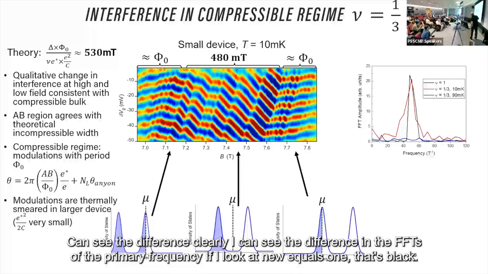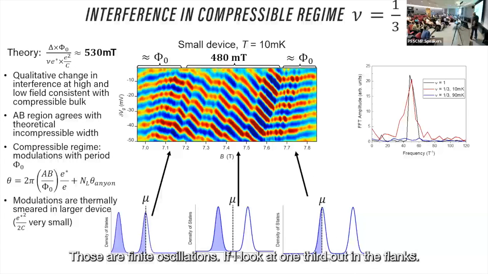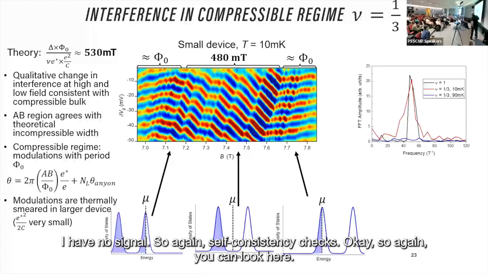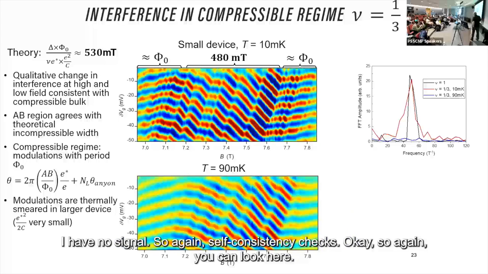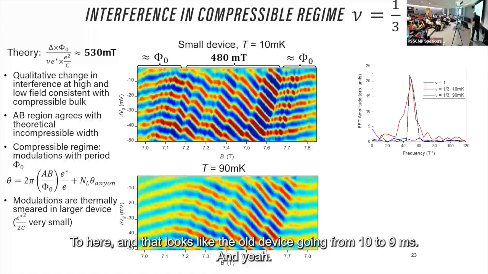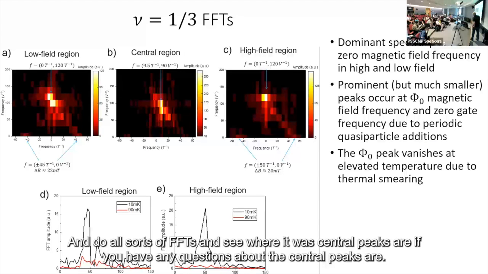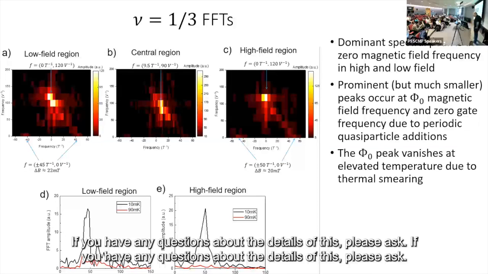If I look at nu equals 1, that's black, those are phi naught oscillations. If I look at 1/3 out in the flanks, I have the same periodicity as I do at nu equals 1, phi naught. Then as I go up in temperature at 1/3, I have no signal. So again, self-consistency checks. You can look here to here, and that looks like the old device going from 10 to 9 millikelvin. And yeah, you can do all sorts of FFTs and see where the central peaks are. If you have any questions about the details of this, please ask. We can go over it.